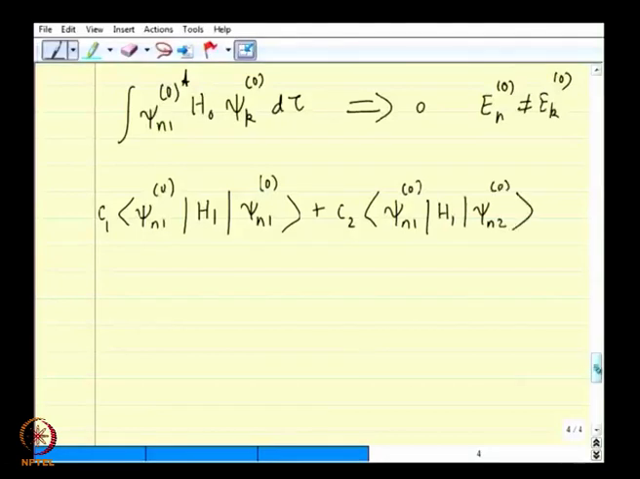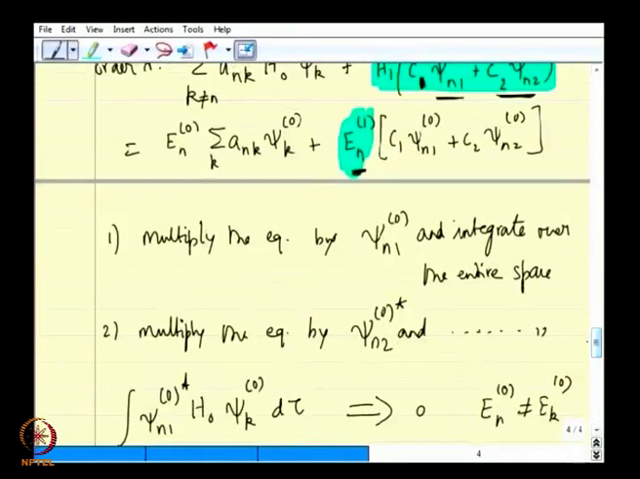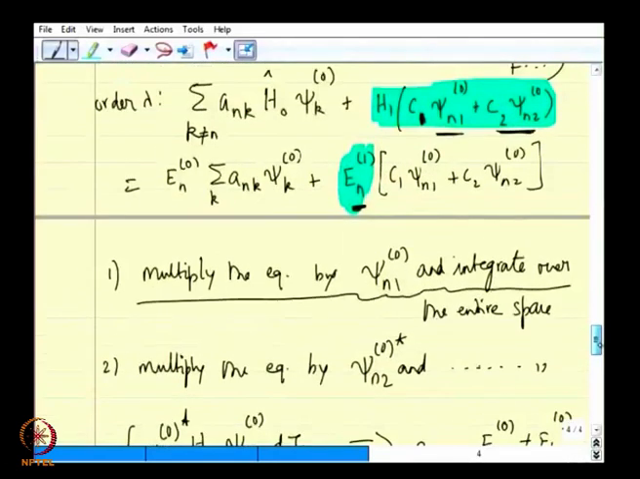That will be the quantity on the left hand side when you do this: multiply the equation by psi n 0 and integrate over the entire space. Please see that this is the green term, which when you multiply on the left with that, this is what you get. What do you get on the right hand side?